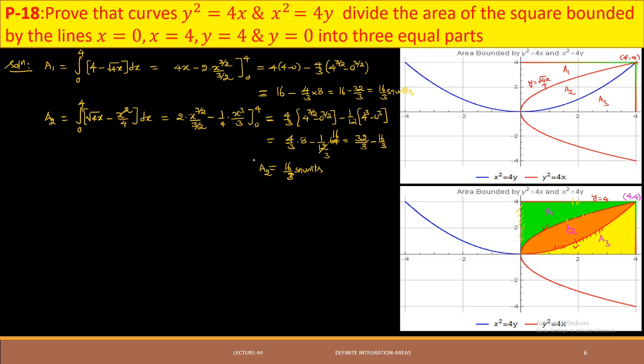So area A2 is equal to 16 by 3. Now we can find out area A3. A3 is equal to area of the square minus area A1 plus area A2. So what is the area of the square? It is 14 into 14 minus area A1, which is 16 by 3, minus 16 by 3. So this is 16 minus 32 by 3, which is again 16 by 3.